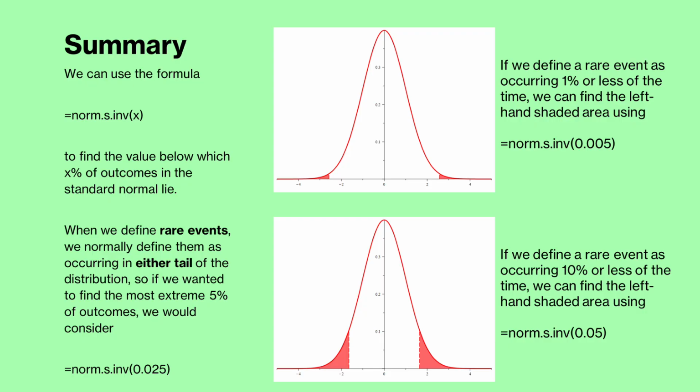In this video, we've seen how we can find the most extreme k% of outcomes within the normal distribution. If we wanted to find the most extreme 5%, for instance, we could use the formula equals norm.s.inv and then in brackets 5% over 2 or 0.025.